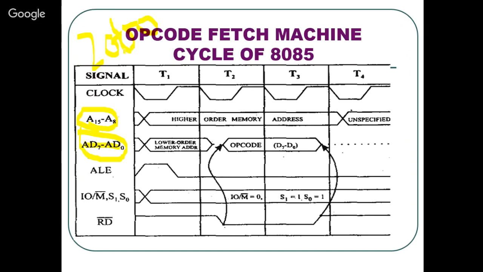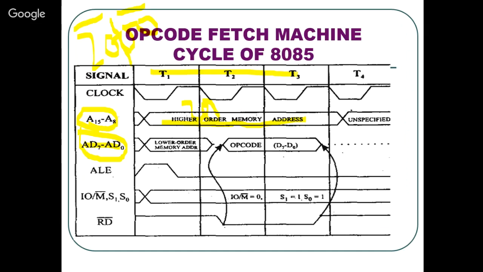Then 20 is the higher order, and 00 is the lower order. So the higher order address 20 will be available on the higher order address line, A15 to A8, for the first 3 time states.